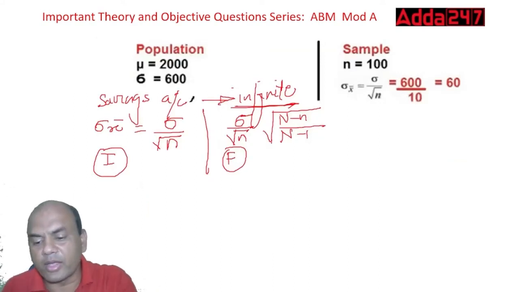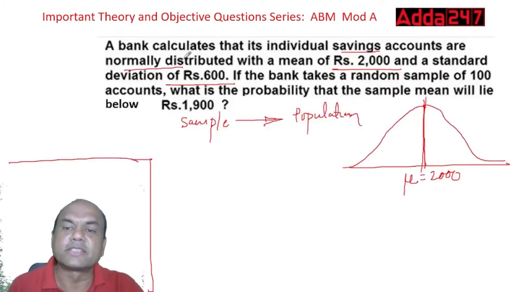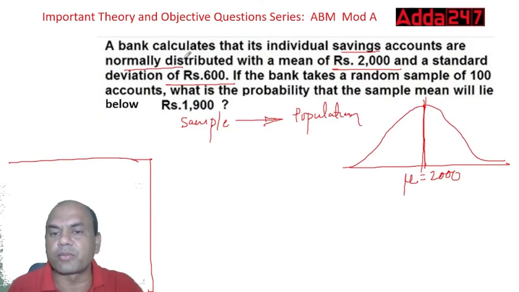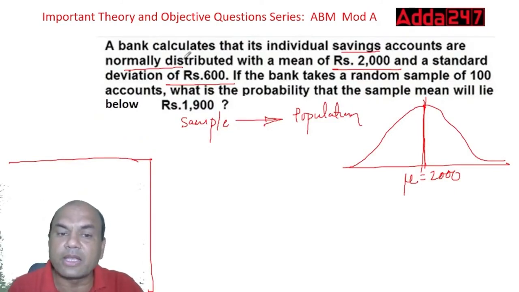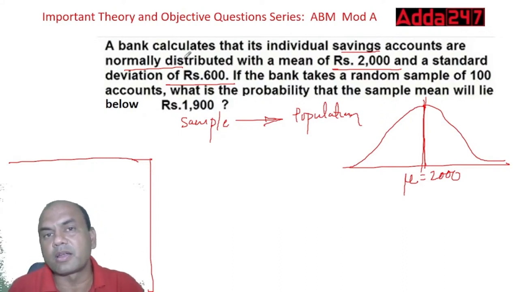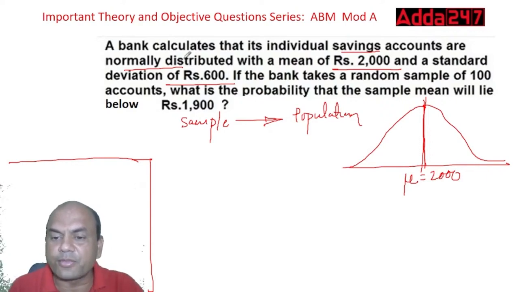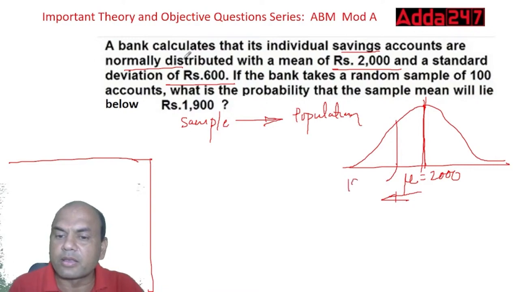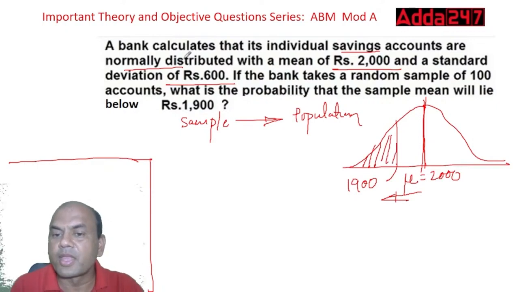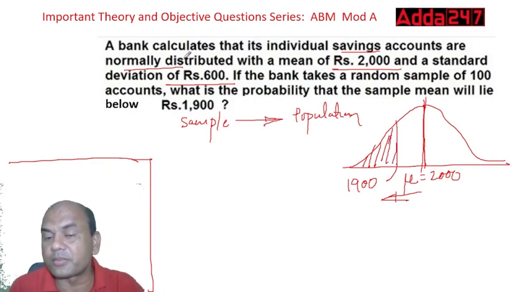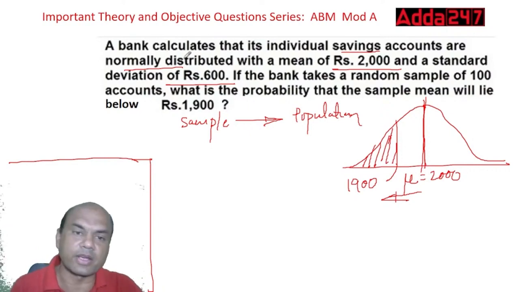Okay. Now have they given anything else? Second part, what have they given? They have asked you the probability that the sample mean will lie below 1900. What do you mean by below 1900? Look at this. This is mu, 2000. On the left side it will always be less than 2000. So 1900 will lie somewhere right here. What do we want? We want below 1900, so we want this area. This area below 1900 is the basic answer we require.